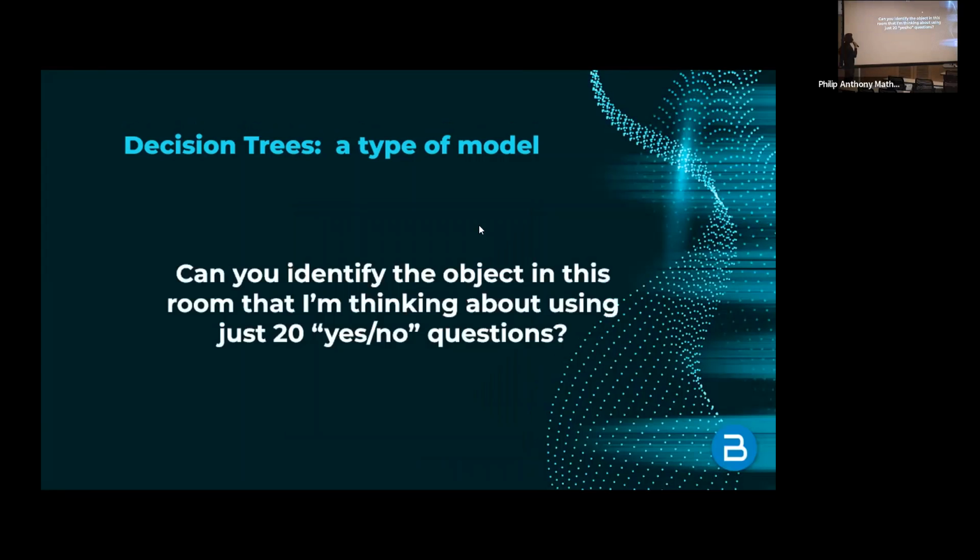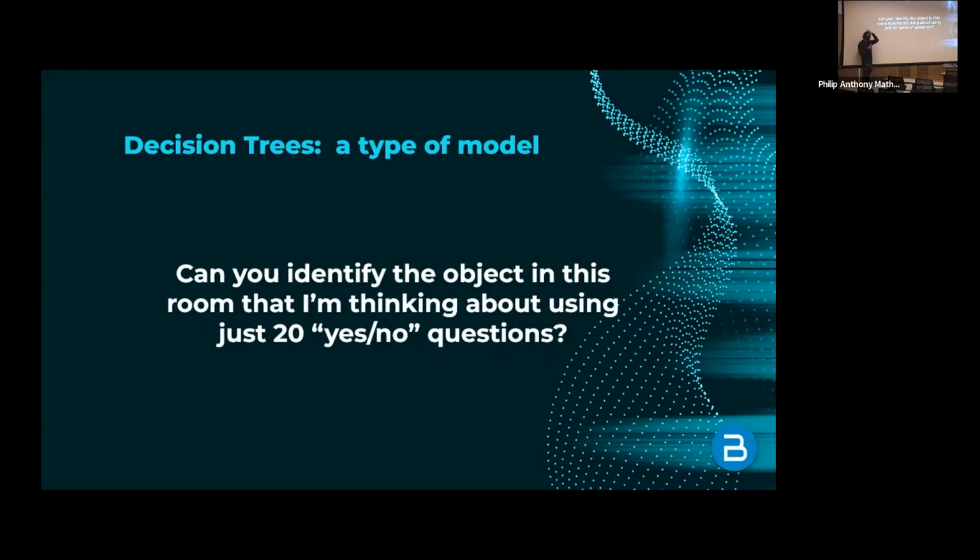Okay, so can you identify the object in this room that I'm thinking about right now using 20 or fewer yes or no questions? Does anyone want to play with me? You have 20 questions or fewer that you can ask me in order to identify the object I'm thinking about. It's in this room. Go ahead.